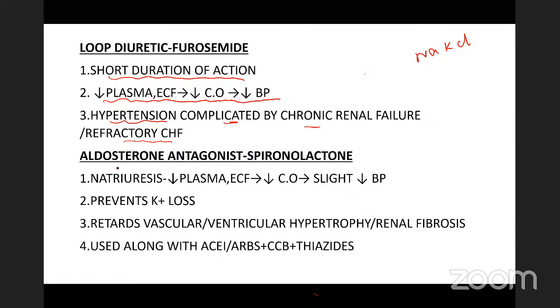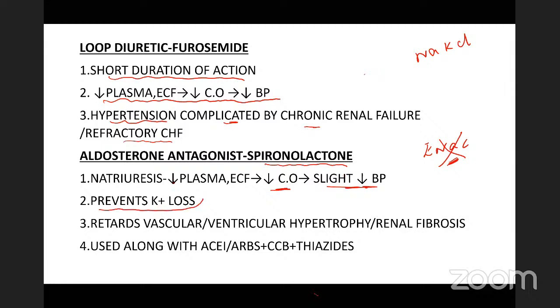The next group of drugs is aldosterone receptor antagonists, that is spironolactone. We know aldosterone causes increased expression of epithelial sodium channels in the distal tubules, which causes reabsorption of sodium in exchange with potassium. So by blocking this aldosterone, there is no expression of these epithelial sodium channels. There will be more natriuresis, blood volume decreases, cardiac output decreases, and there will be a slight reduction in BP. It prevents potassium loss.